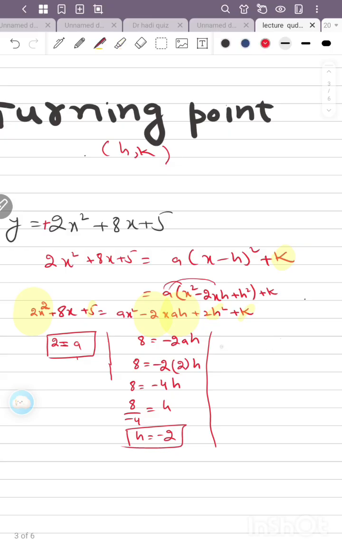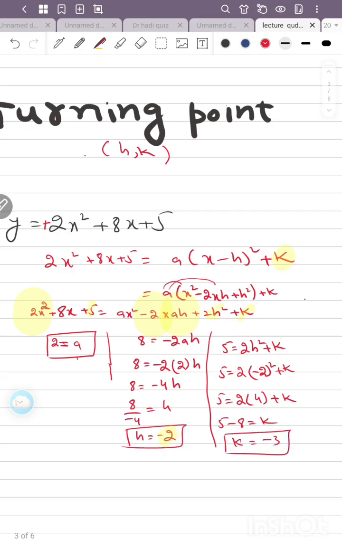The coefficient here is 5. On the right hand side we have 2h square plus k. 5 equals 2h, h is minus 2. Look here, I have to highlight it. This is your h, and this h we put here. So h value is minus 2 square plus k. 5 equals 4 plus k. Here 5 minus 8 equals k. The k, 5 minus 8, will be minus 3.